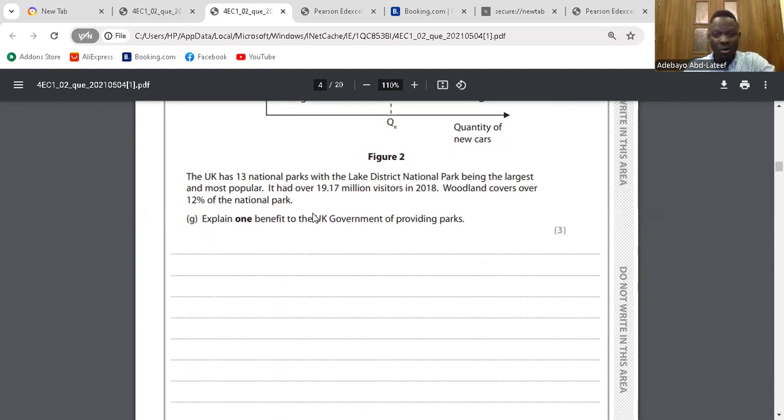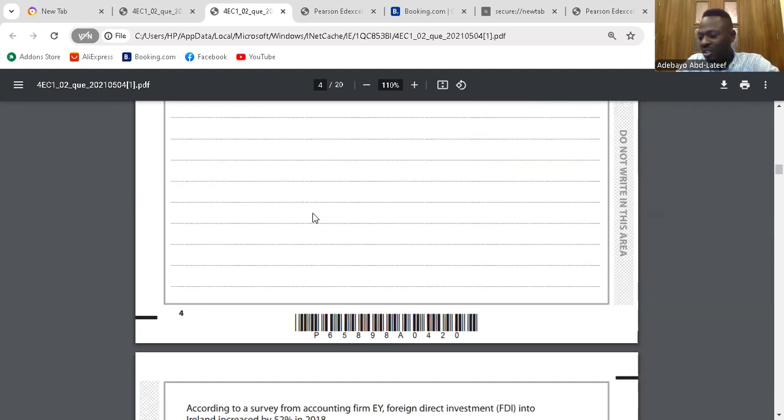Based on the data, over 19.17 million tourists visited in 2018. So if government spends more on this, it will increase more tourists. So that's what we call export of services. So it will improve the balance of payment, current account. Clear? Okay. So go to question.